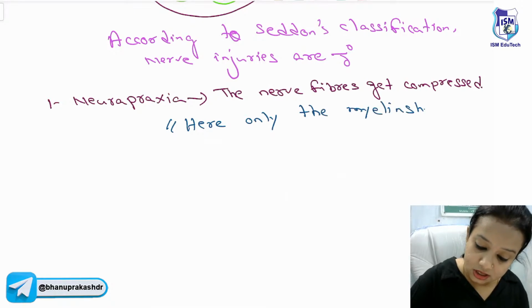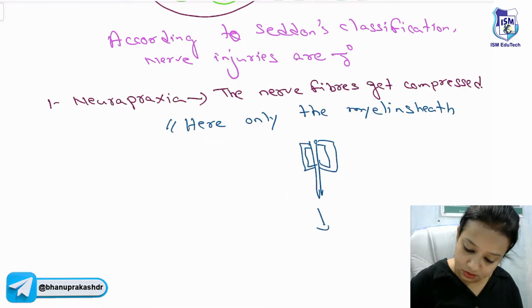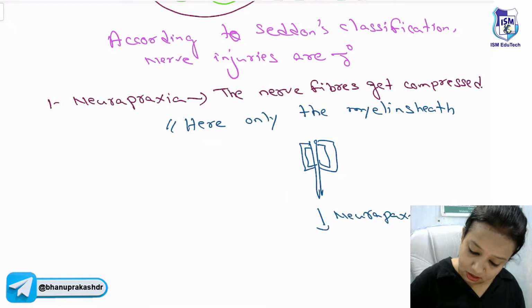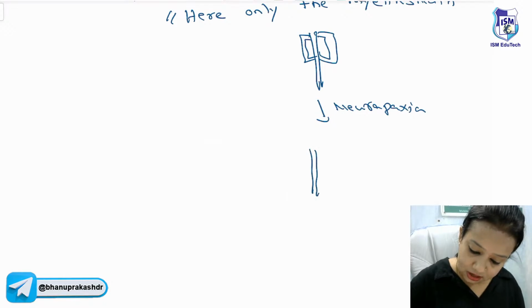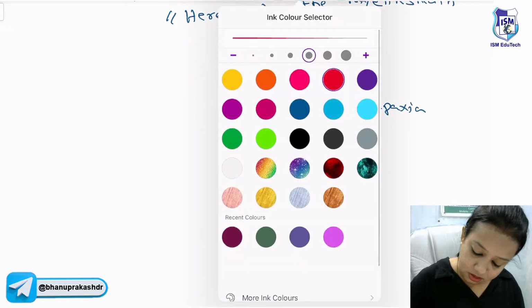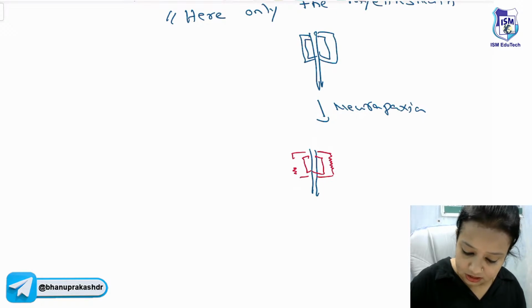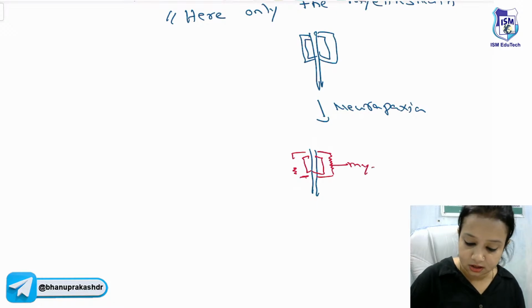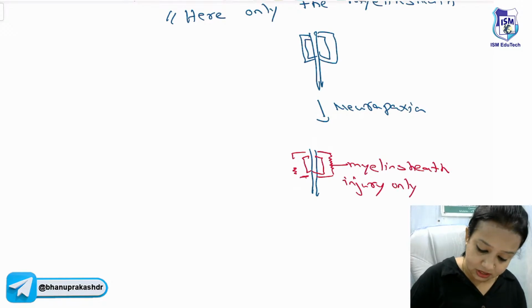myelin sheath, we have seen, if this is the axon, so this is our myelin sheath, right? So in case of neuropraxia, the axon is not at all disturbed, there may be only some wearing or slight injury to the myelin sheath. Injury only. Now here the recovery rate is very high.